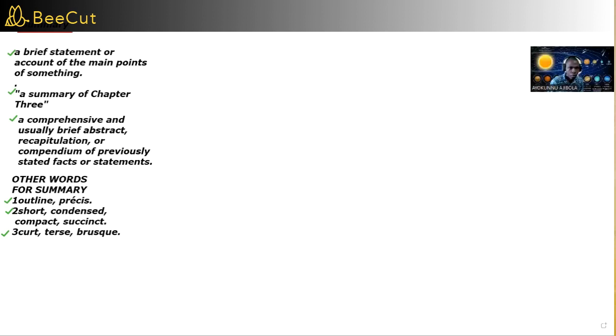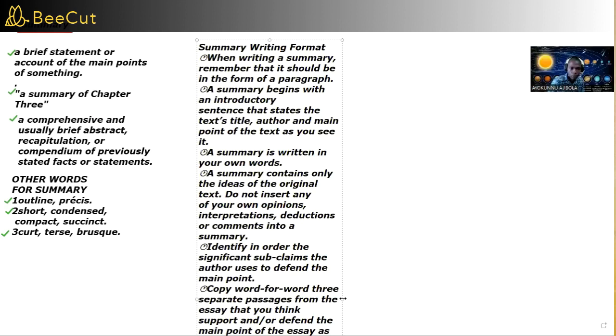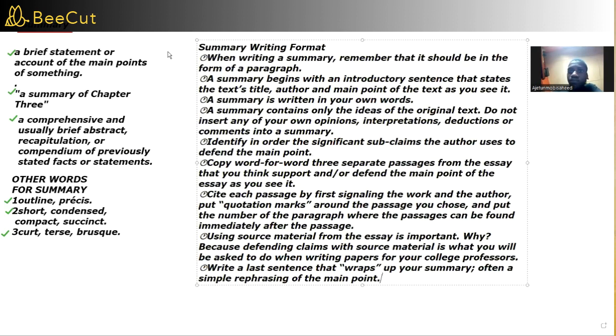So we're going to be looking at the format of writing a summary now. When writing a summary, there are some things to put into consideration. Let me give you the things to put into consideration when writing a summary. Now, things to consider when writing a summary.